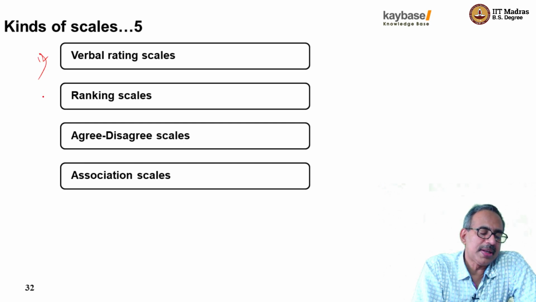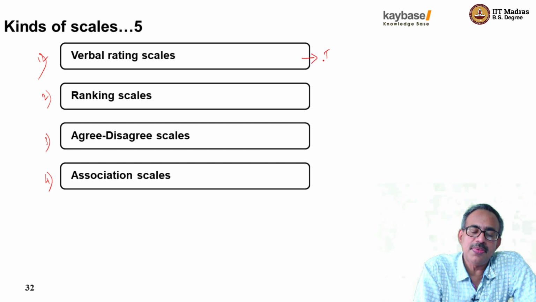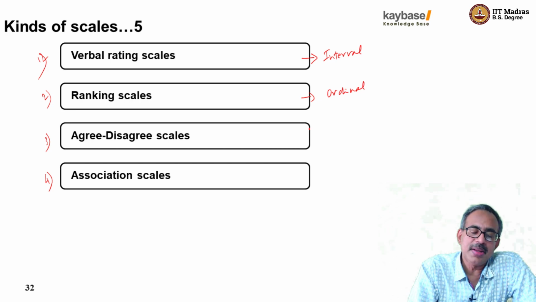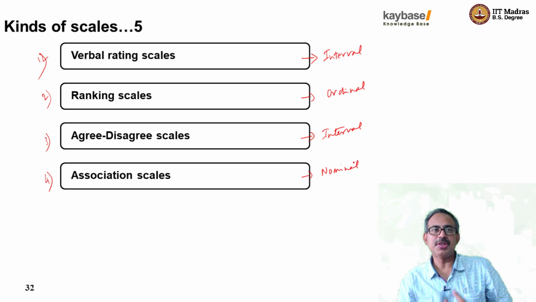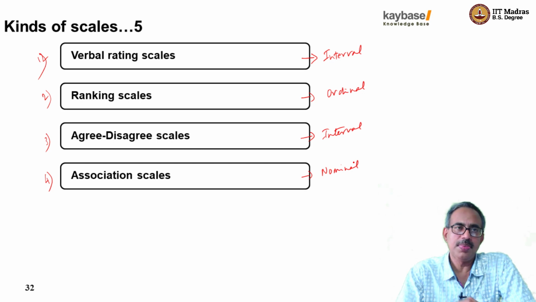We use something called ranking scales. We use agree-disagree scales, and we use association scales. And just for you to understand better, verbal rating scales very often are interval scales. Ranking scales, as we've already seen, are ordinal scales. Agree-disagree scales are also interval scales. Okay? Association scales are nominal scales. Okay? And we should see some examples of each of these scales. So far, are we clear?